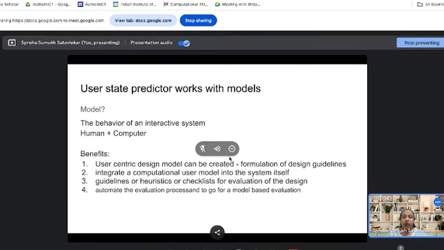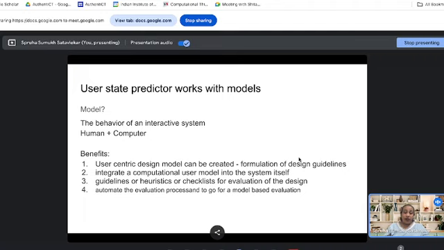so now the question is, what is a model? So model, or the user state predictor which works with a model. So what is that model? It is the behavior of an interactive system. So interactive system as in, we take into account not only the computer aspect of it and not only the human aspect of it individually, but we also consider them together. So what it means is, you have to look at the interactions of humans, and that means the users, with the computer for coming up with the user state predictor model.